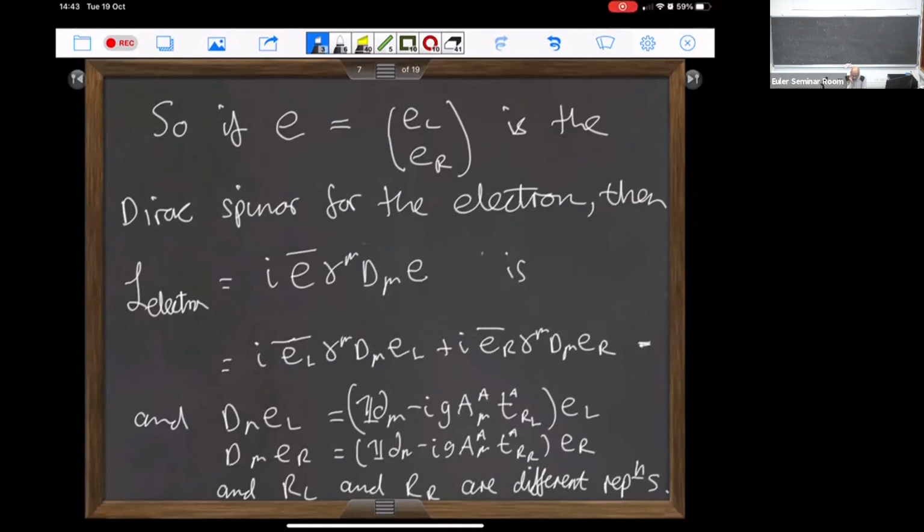But in general, as we will see, the left-handed and right-handed components of the electron transform in different representations of the gauge symmetry. So you see here, we're distinguishing the representations for the left and right-handed pieces. So it's really important to remember, when you see the covariant derivative or the kinetic term written down, one has to be able to interpret it correctly to do a calculation.